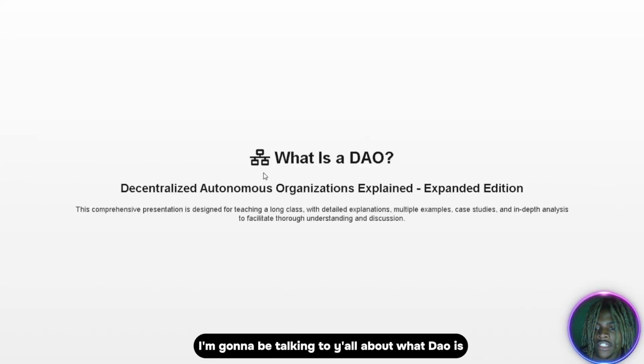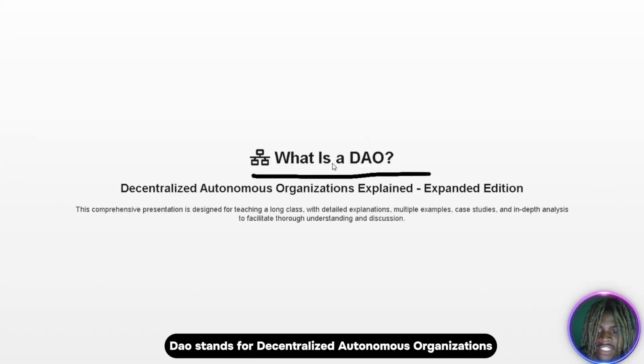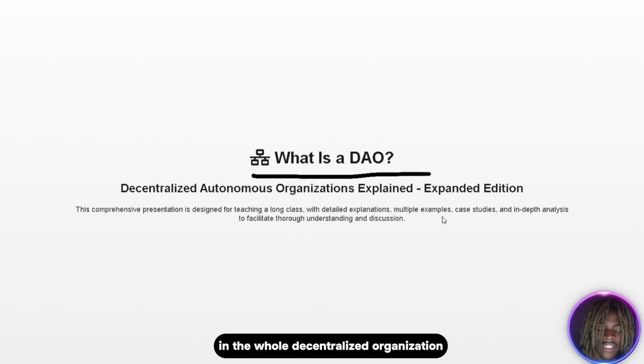What's happening? I'm going to be talking to you all about what DAO is. DAO stands for Decentralized Autonomous Organizations. I'm going to explain to you guys exactly what this stands for and how the blockchain works and the whole decentralized organization. Let's jump into the in-depth bits of cryptocurrency.